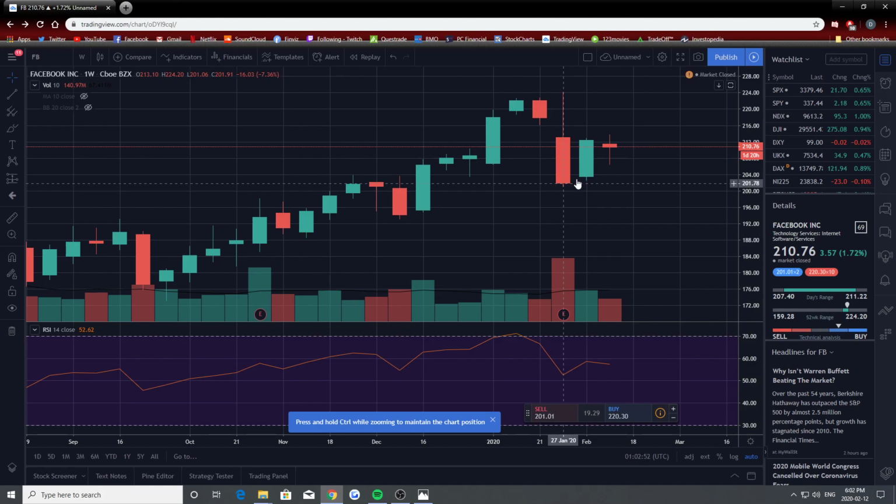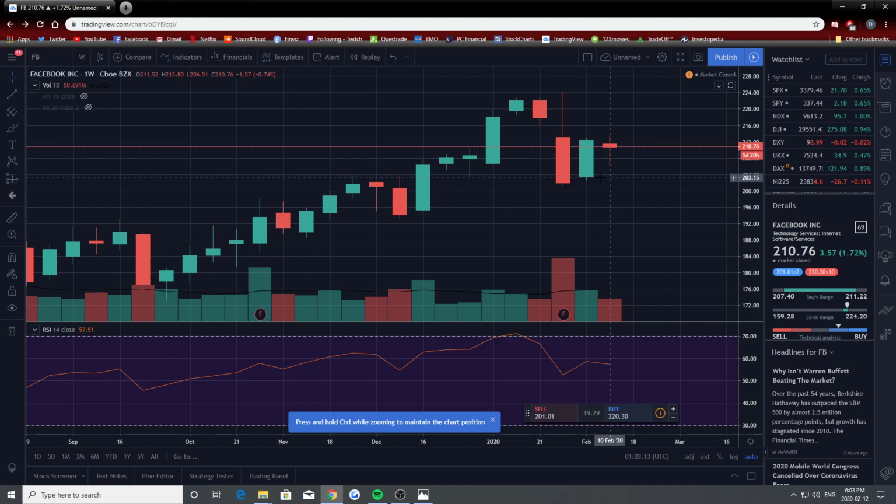So in this week, Facebook opened up at 213, went all the way up to 224, all the way down to 201, and then it closed the week at 201. So this is a pretty big red week for Facebook. And then on the other side, if you want to look at a green candle, we could just look at the one right beside it here.